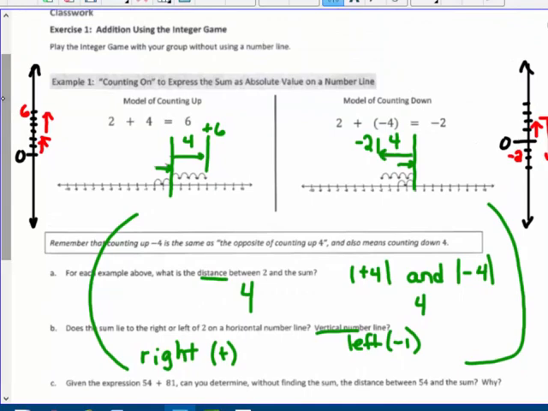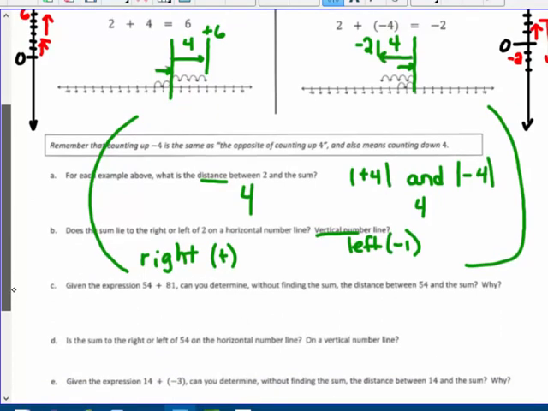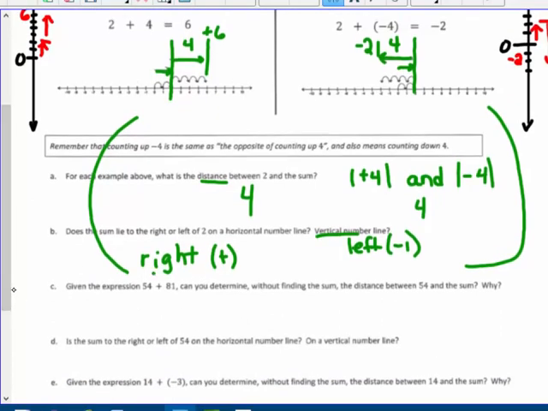To the left side, I have positive 2 and positive 4 equals positive 6 as a vertical number line. So the answer, the sum 6, is above on the vertical number line, which is positive. And on the vertical number line here, going up 2 and then down 4, my sum, which is negative 2, is below, which is negative.